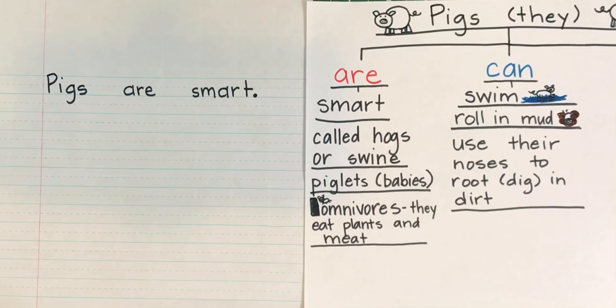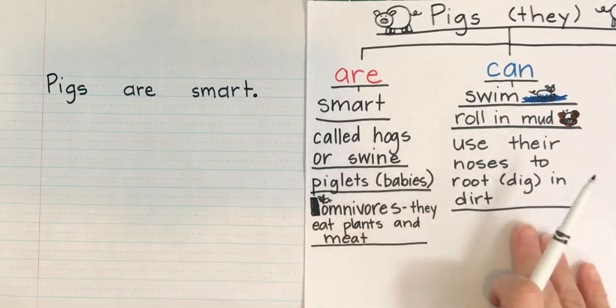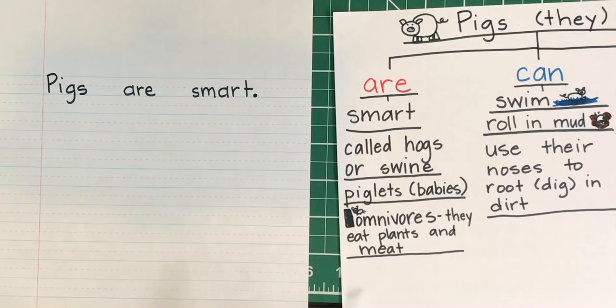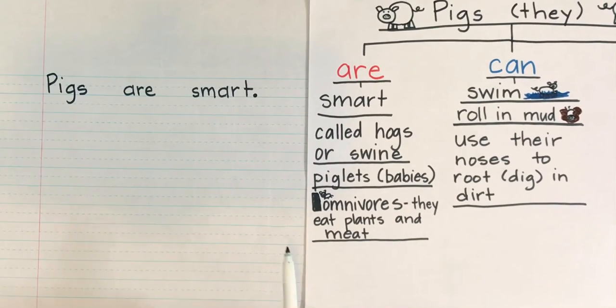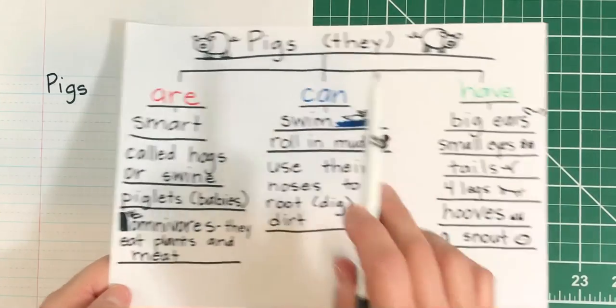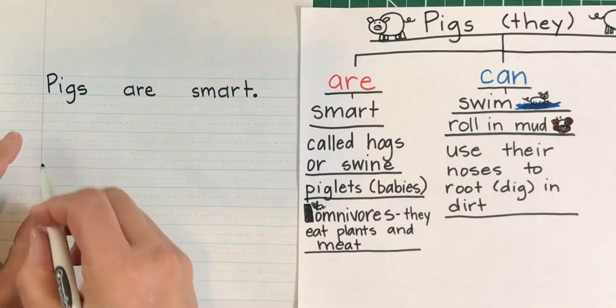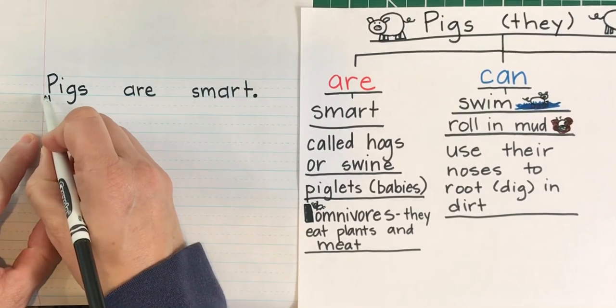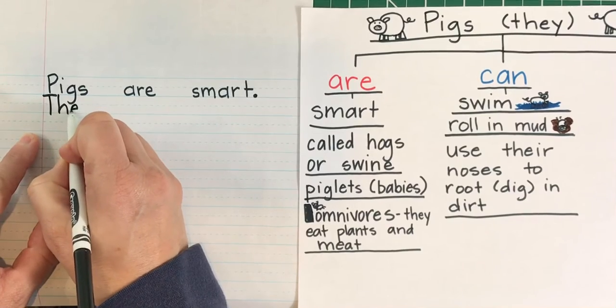Now, I don't want my sentence to start with pigs again. I think I'm going to say they. I think I'm going to say they can swim and roll in mud to keep cool. That's going to be a really long sentence. So I don't think I'm going to have room right here. I'm going to go to the next line. You might have room on your paper. The word they, ooh, on my tree map, it's a lowercase t, but I know with a new sentence, I have to start with a capital T. The word they is the word the with a Y.